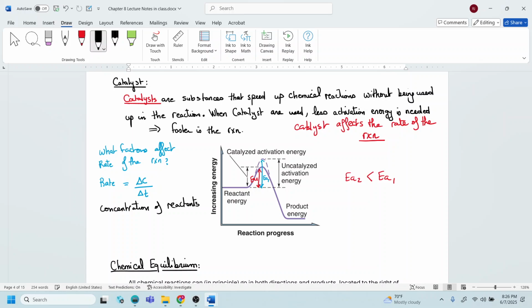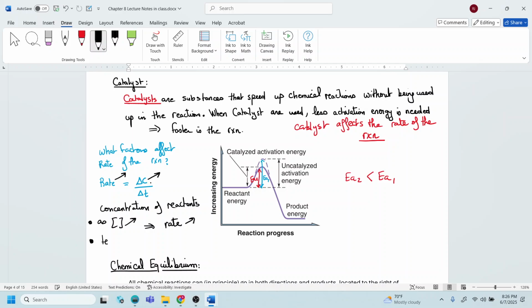Because if you put it in this equation, as the concentration increases, the rate increases, because the rate and the concentration are proportional to each other. So as the concentration of the reactants increases, the rate increases. This is one factor that affects the rate of the reaction. Another factor is the catalyst. As we have a catalyst in the reaction, the rate of the reaction is going to increase. This means that the speed of the reaction is going to increase.